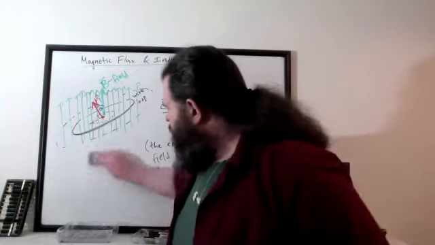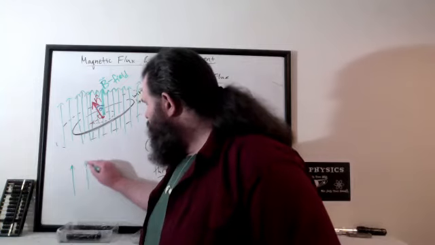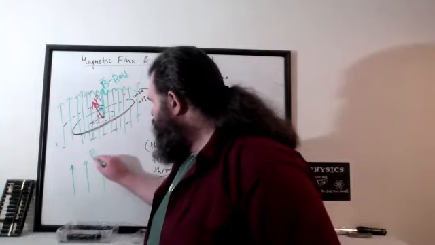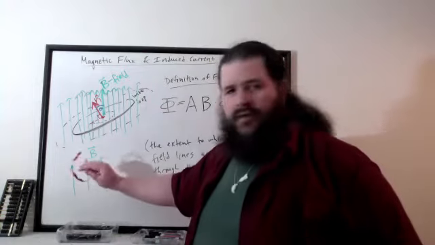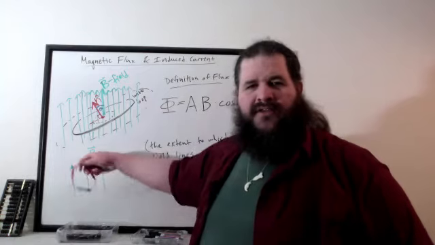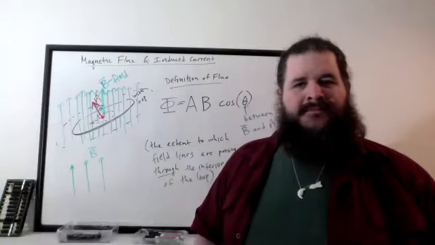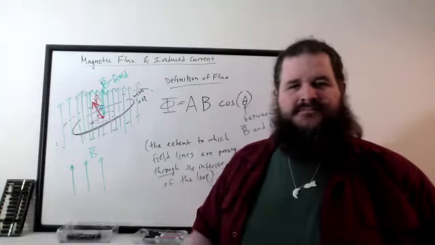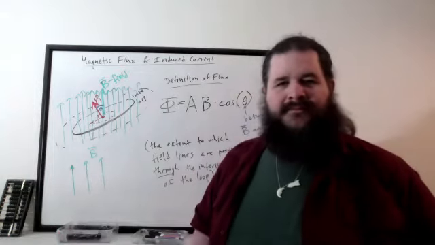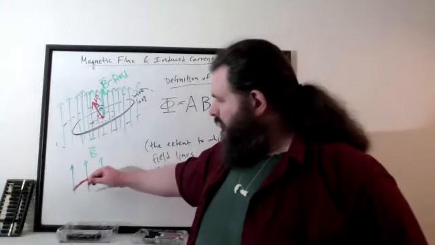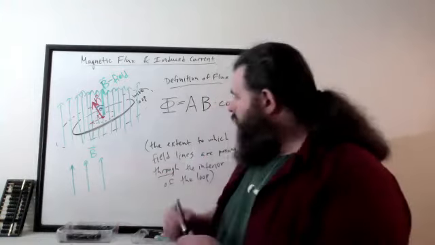So if we look at a couple of the extremes here, let's say you've got an upwards magnetic field and we want the most flux. If you could rotate this loop however you want, how would you arrange this loop to get the most flux, the most field lines passing through it? How should I hold this in order to get the most field lines passing through it? Yeah, if I just hold this flat horizontally, I'm going to get the most field lines passing through. So let me draw that out.